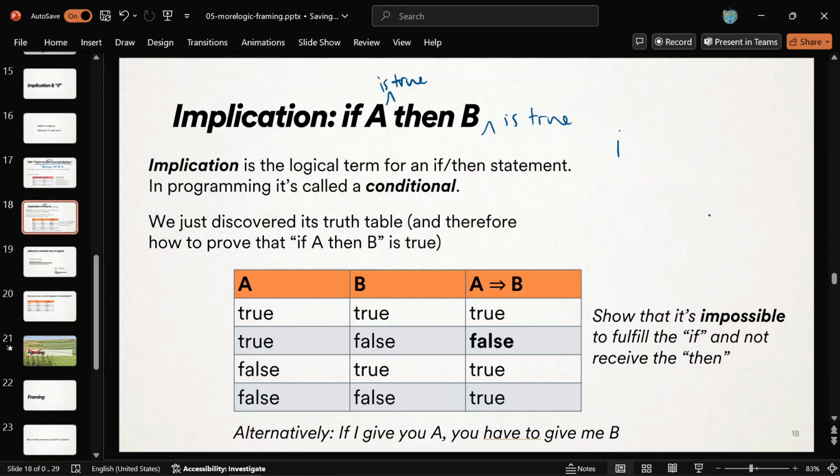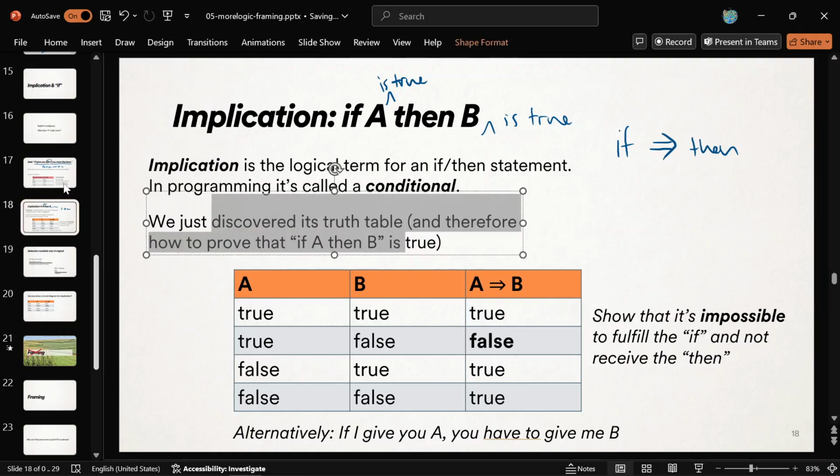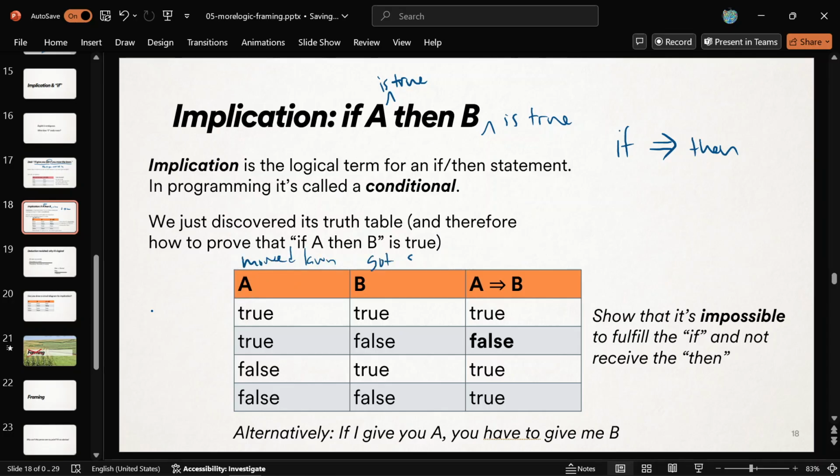So it looks like this. You have the if part on the left, then an arrow, and then the then part on the right, okay? That's what it turns into. And so we just discovered the truth table for an if-then statement. Like A was mowed the lawn, B was got $20, and then this was if A then B. If you mow the lawn, then I'll give you $20. That's what Dad was saying.